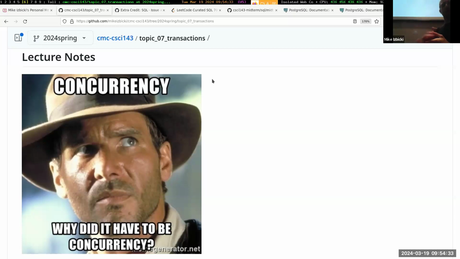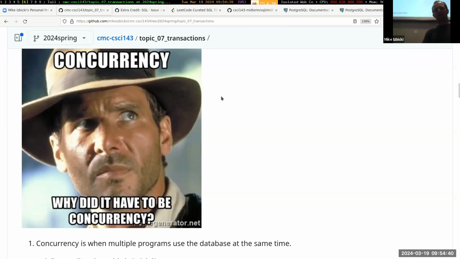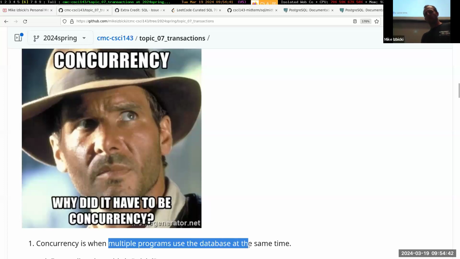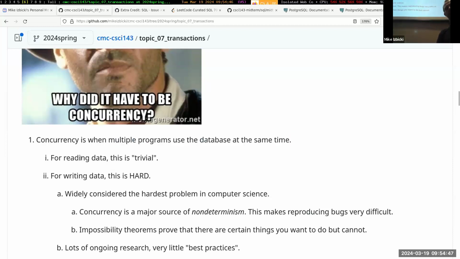And the first major topic that we have to consider for doing this is this idea of concurrency. Concurrency is when multiple programs are going to be using the database at the same time. And it turns out that if you're reading data, this is going to be "trivial," in square quotes, because this is the mathematician's version of trivial, which means that it's effectively impossible for an ordinary person. But to a mathematician, something is trivial if it only takes you a month to solve it. And so reading data is trivial in that sense.